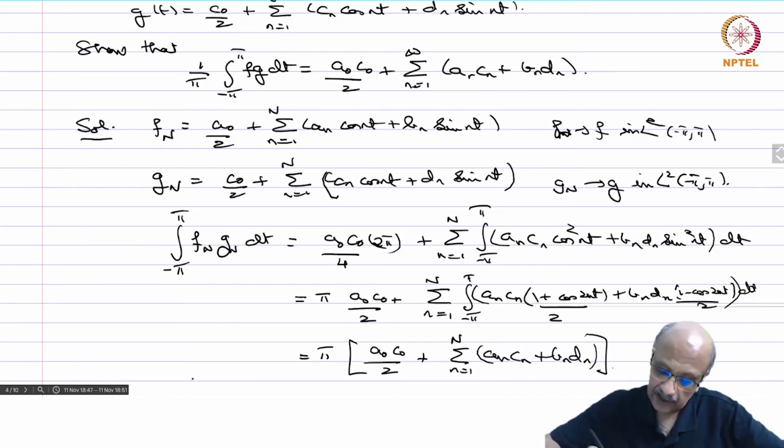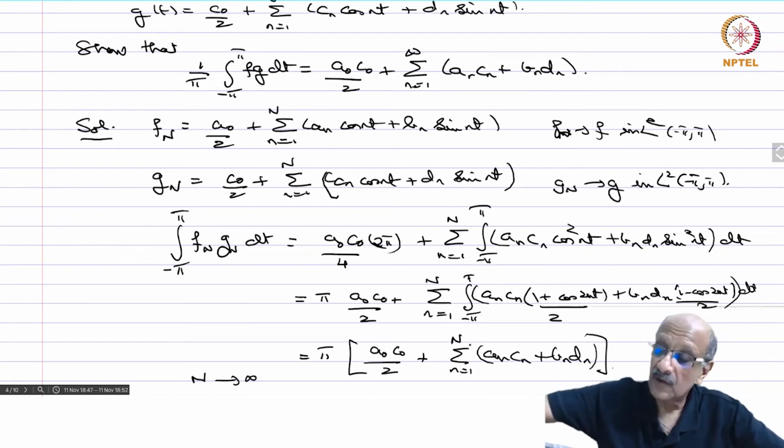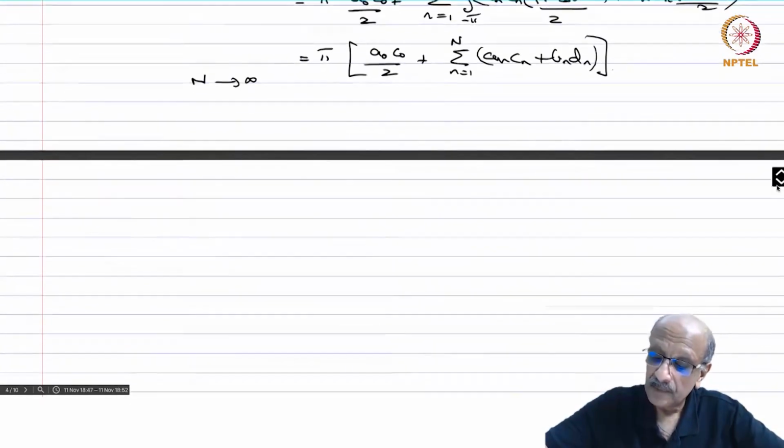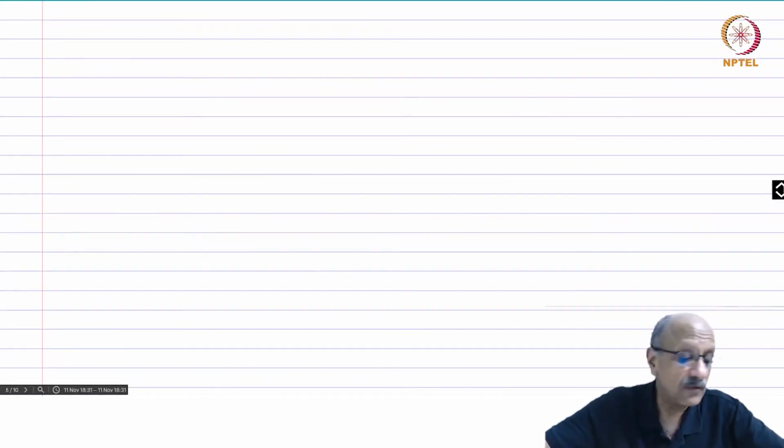And now you let N tend to infinity. So on both sides, here you will get integral f g, here you will get sigma n equals 1 to infinity. Okay, so that will prove the theorem. That will give you the solution.